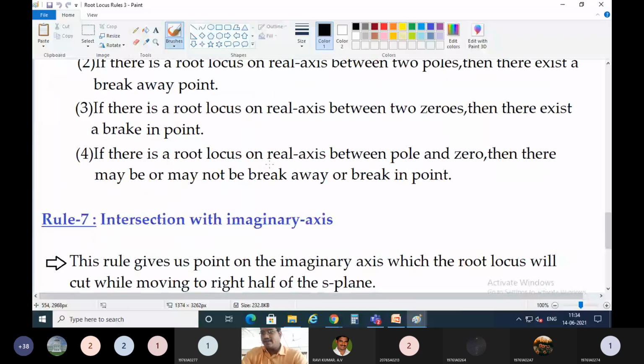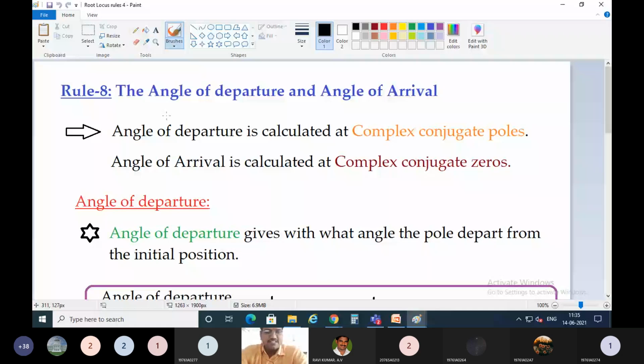Next, rule number 8. That is angle of departure and angle of arrival. Rule number 8 exists only when the roots of the characteristic equation are complex conjugate poles or complex conjugate zeros. If there are complex conjugate poles or complex conjugate zeros, you are going to determine the angle of departure or angle of arrival. The angle of departure is calculated at complex conjugate poles. If complex conjugate poles exist, then you find the angle of departure.